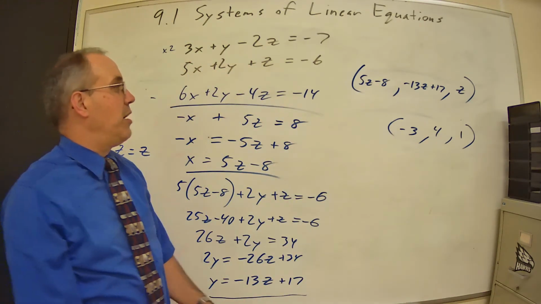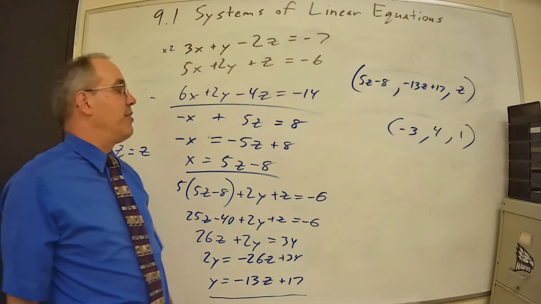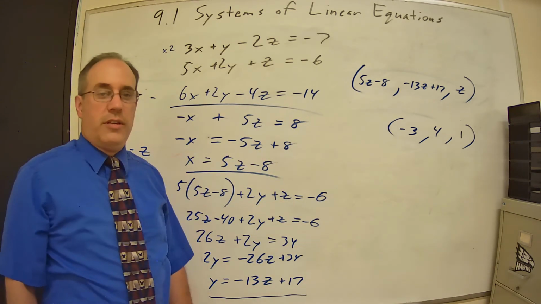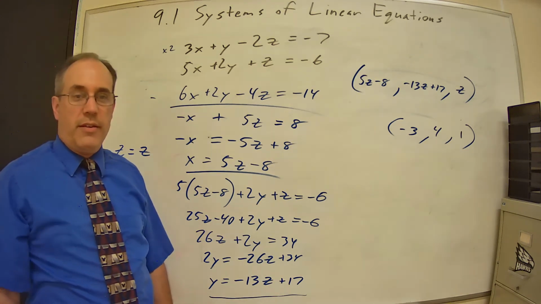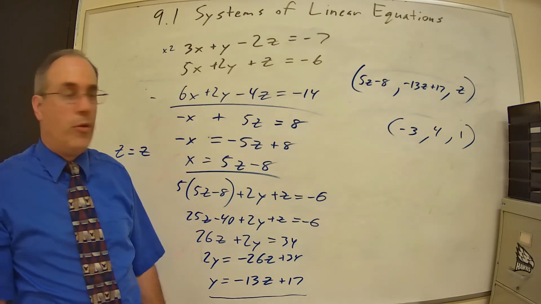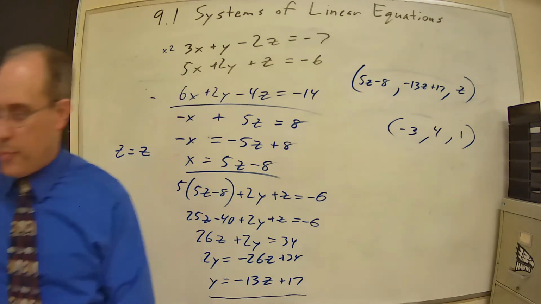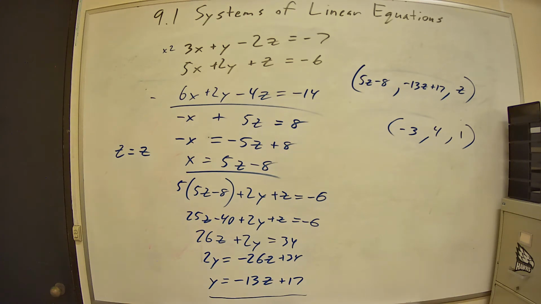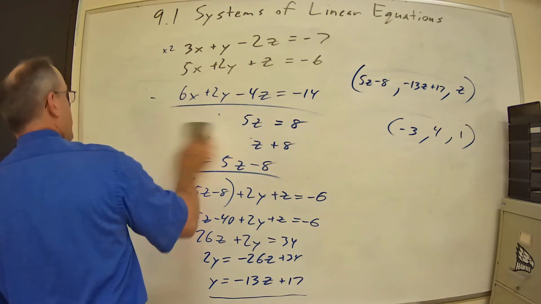So this set of expressions in terms of z gives me all of the solutions to these two equations in 3 variables, or 3 unknowns. So that's not bad. That's pretty good, and that allows us to do a lot with it. So, I do want to cover one more little thing on this.